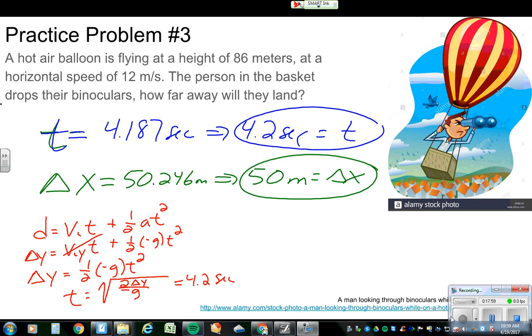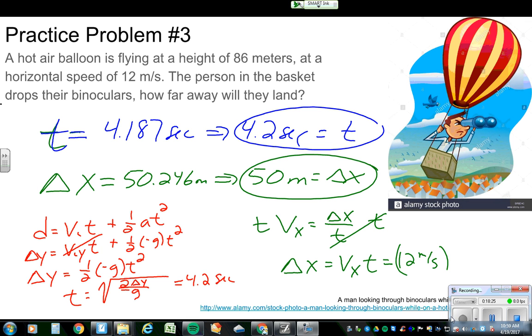And now to find my horizontal displacement, I use this equation. Vx is change in x over time. I know Vx, I now know time, but I'm looking for change in x. Multiply both sides by time. They cancel out, so my change in x is my velocity in the x direction times time, or my 12 meters per second times the time I just calculated, 4.187 seconds, or 50 meters.